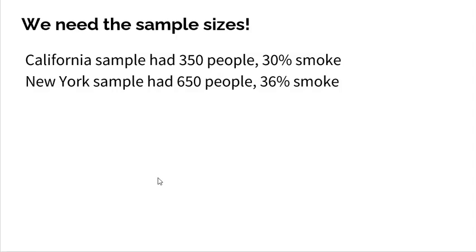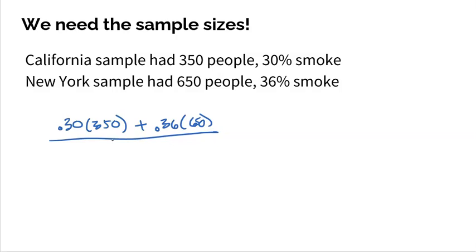But if the samples are like this, California had 350 people, New York had 650 people, then sorry, you're not going to be able to just add them together and divide by 2. So once again, what do we do? Well, we take the proportion of people from California, times it by the 350 people that were in that sample, plus the proportion of people from New York, times their sample size, 650, and divide all of that by the total number of people, 1,000 total people in the sample.